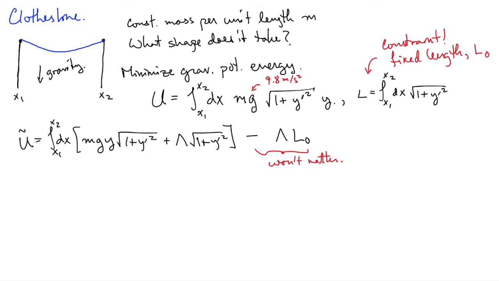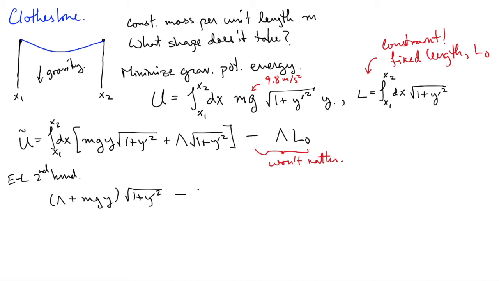Again, our functional doesn't depend upon x explicitly, and so the second form of the Euler equations, or the Lagrange equations, is again going to be most useful, which in this case turns out to be lambda plus mg y times the square root of 1 plus y prime squared. That should be y prime squared.